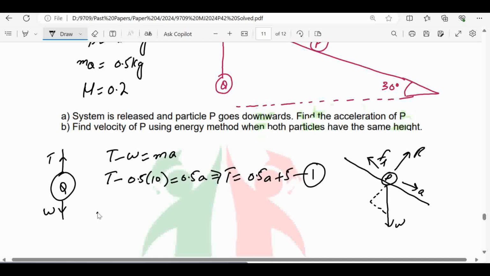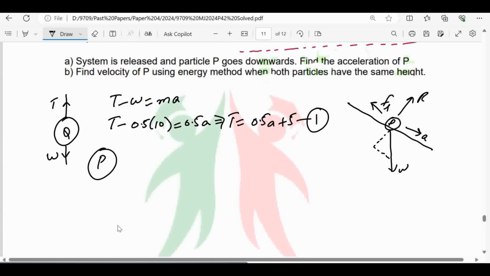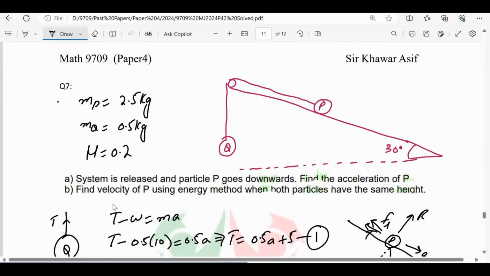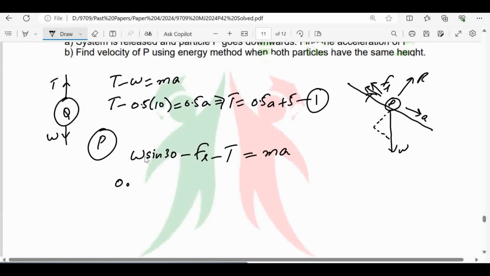Okay, now let's see the particle P. For particle P, we have to see all the forces. We know that tension is again going upward, so we cannot ignore it. Forward forces minus backward forces. So the forward force will be W sine of 30, then minus friction force, minus T is equal to MA. Now the mass of particle P is 2.5.